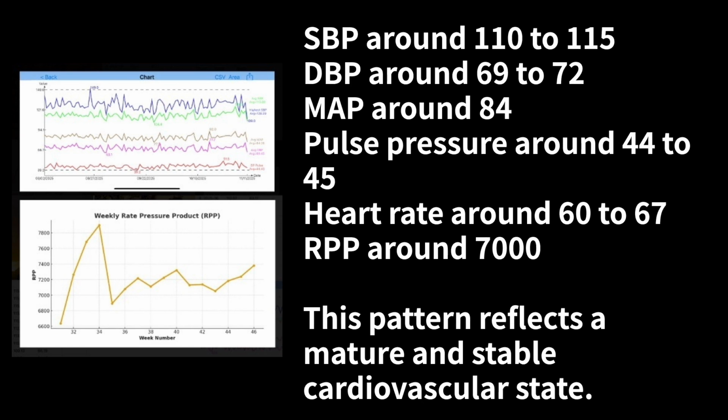SBP around 110 to 115, DBP around 69 to 72, MAP around 84, pulse pressure around 44 to 45, heart rate around 60 to 67, RPP around 7,000. This pattern reflects a mature and stable cardiovascular state.